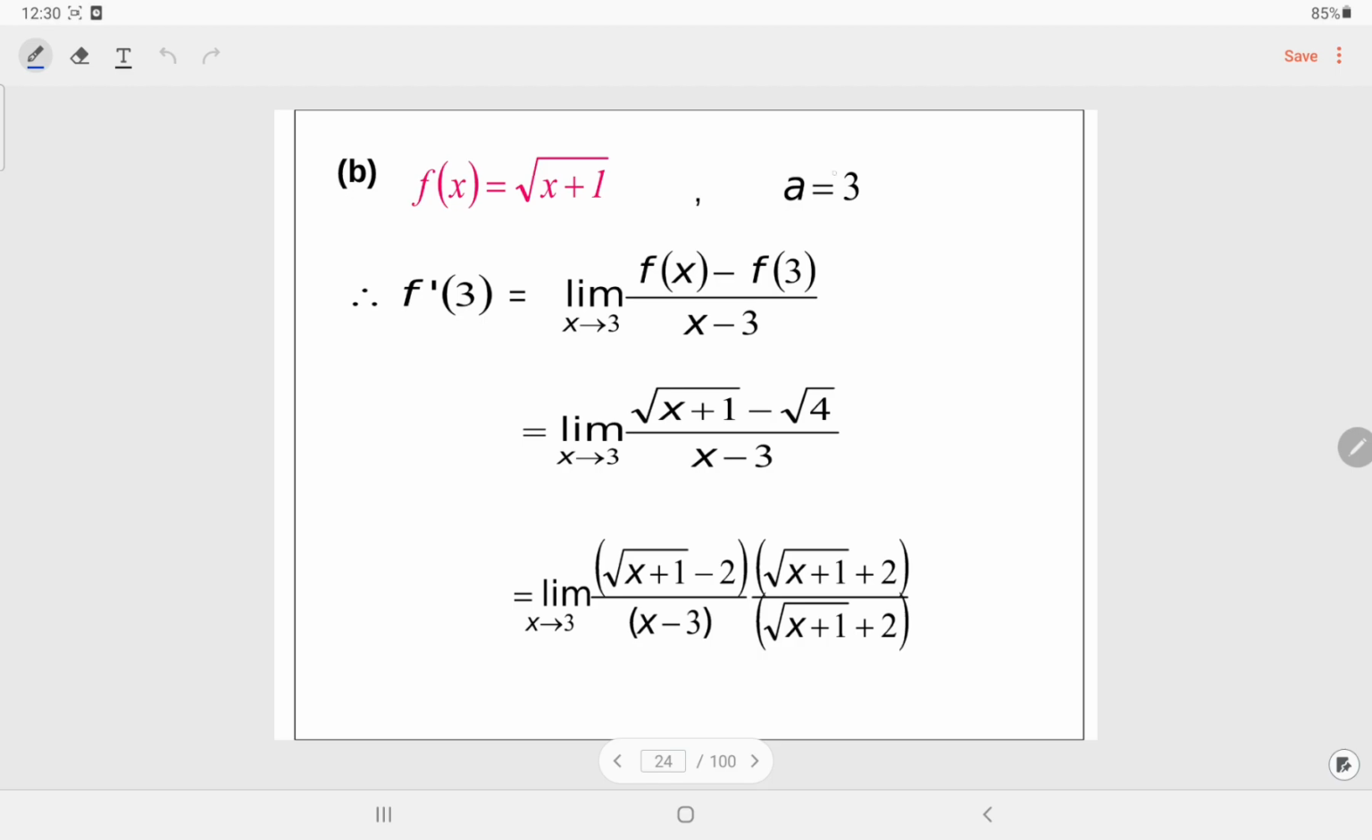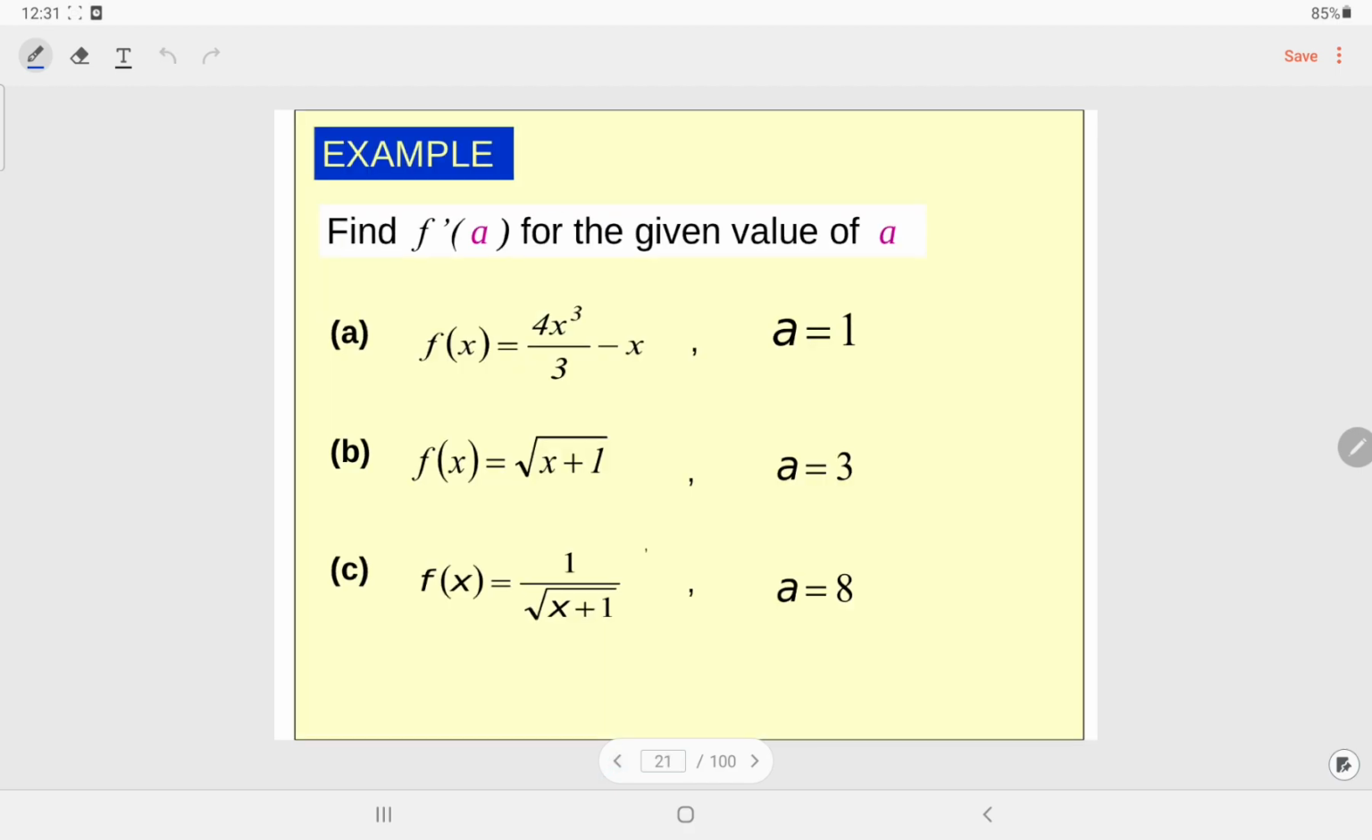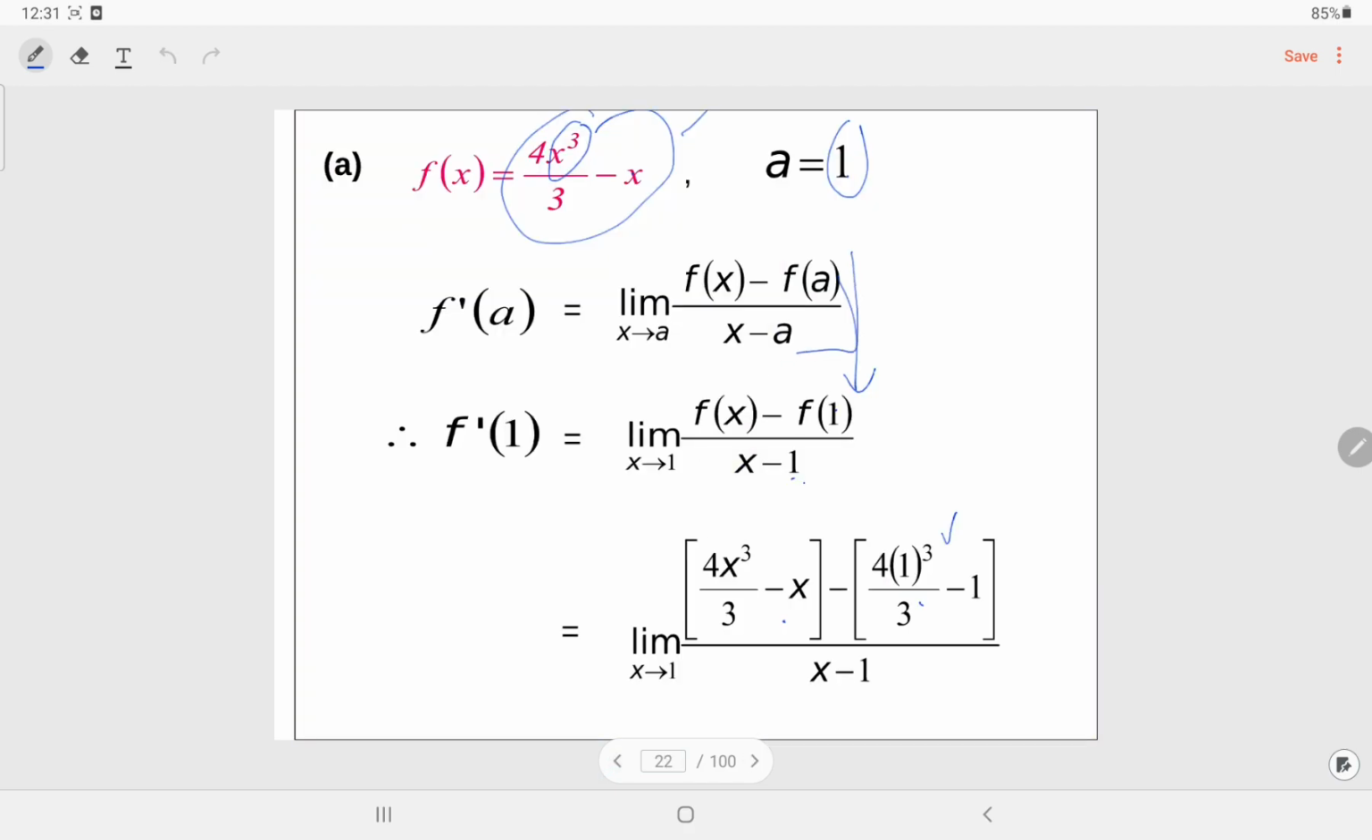Same goes to b, which is a equal to 3, by using this formula.